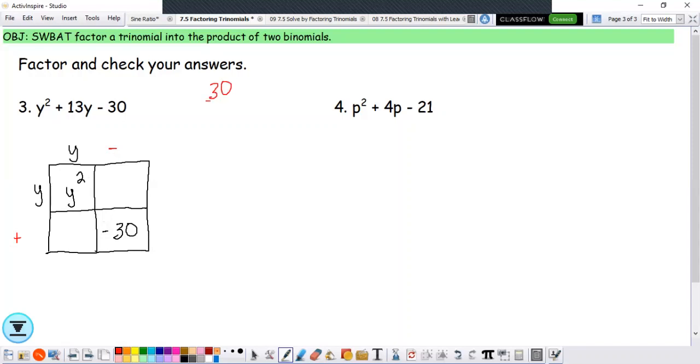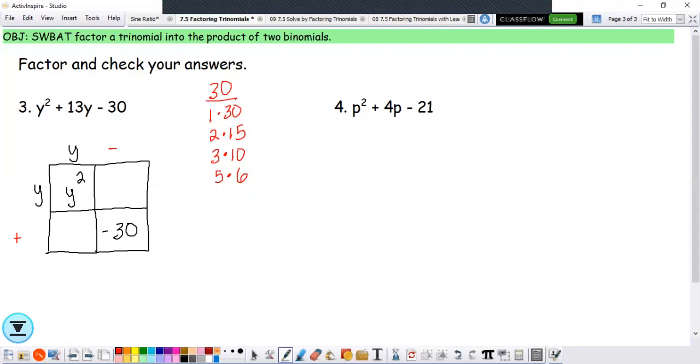And again, I'm going to list my factor pairs for 30. We have 1 times 30, 2 times 15, 3 times 10, 5 times 6. So 1 and 30, I don't think there's any way I can get that to give me a positive 13. 2 and 15, well, if I subtract 2 from 15, I can get a positive 13. But how many of you are saying, well, 3 and 10 give me 13?